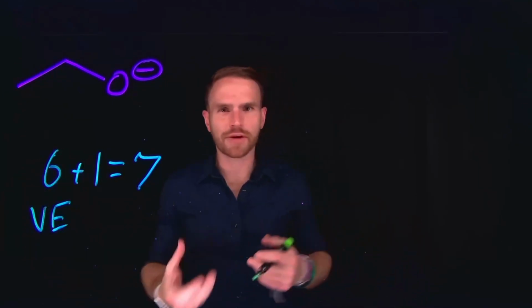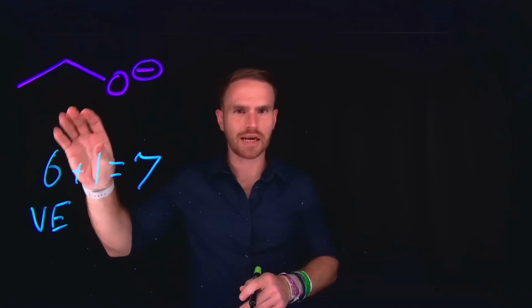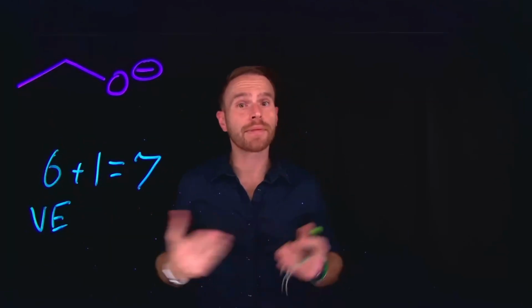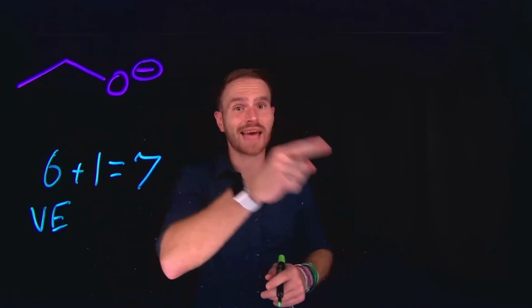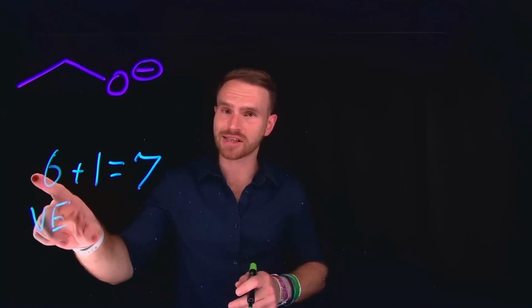A way that you can figure out the number of valence electrons is to just start on the left-hand side of the periodic table, count until you get to that atom. In oxygen's case, it would be the 6th atom on the 2nd row of the periodic table, so in its neutral state it typically has 6 valence electrons.